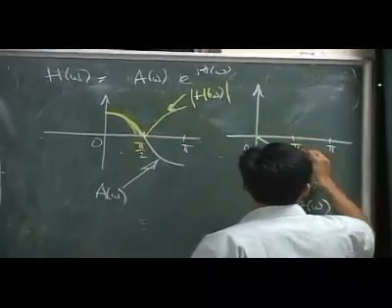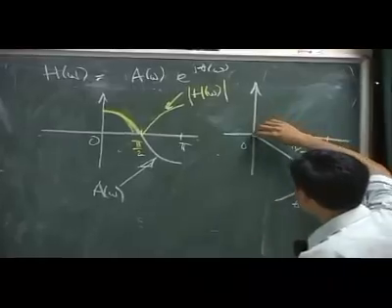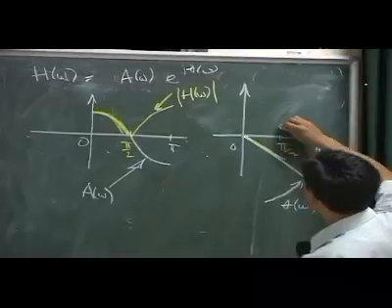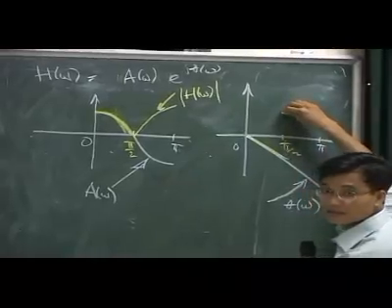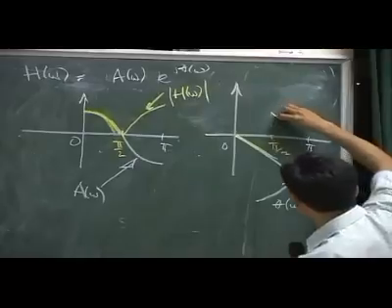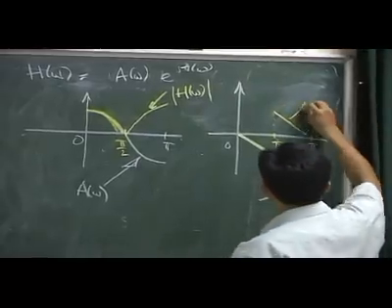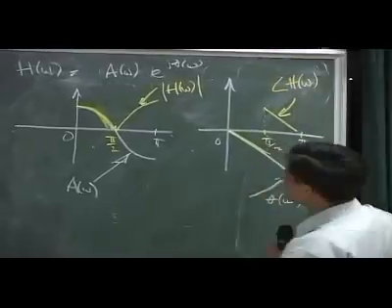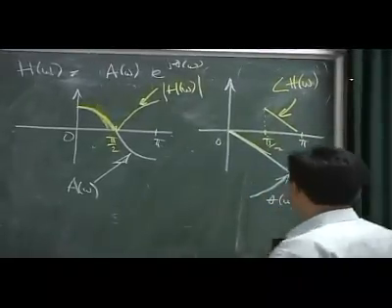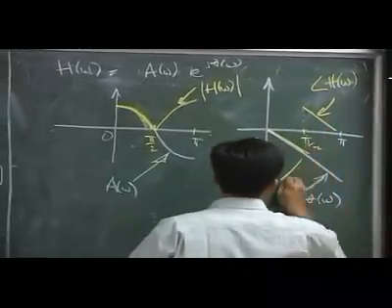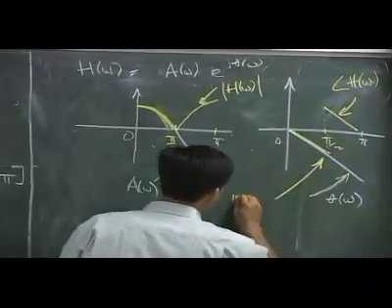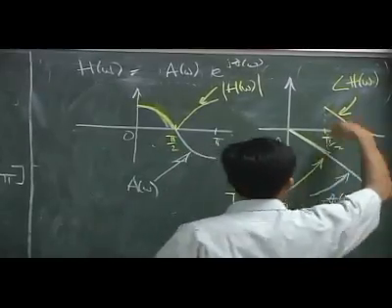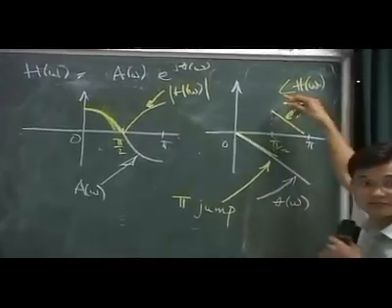So the pi over 2 here, what happened? I have this thing going down here, and then all of a sudden it jumped up here by pi, and then it goes down here. So that would be the phase of H omega. Okay? So what people would call this is a pi jump on the phase.